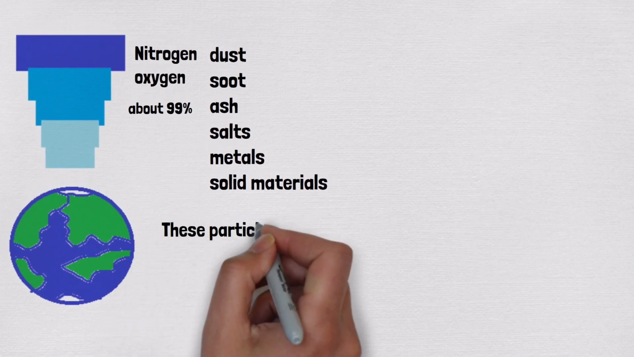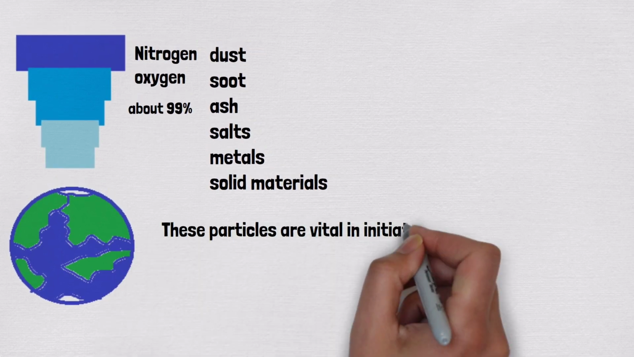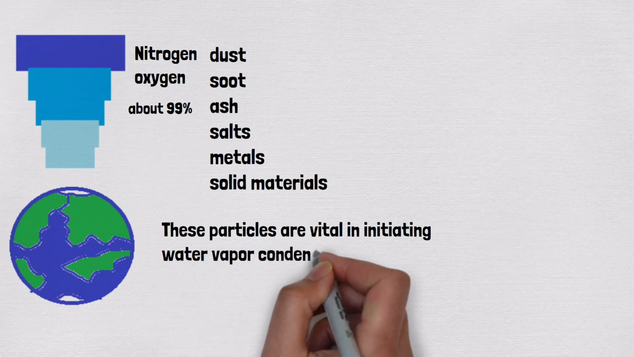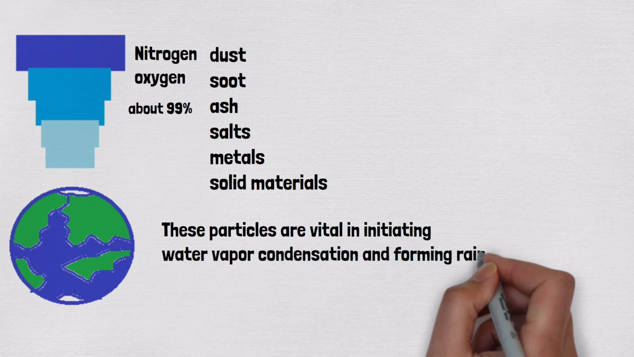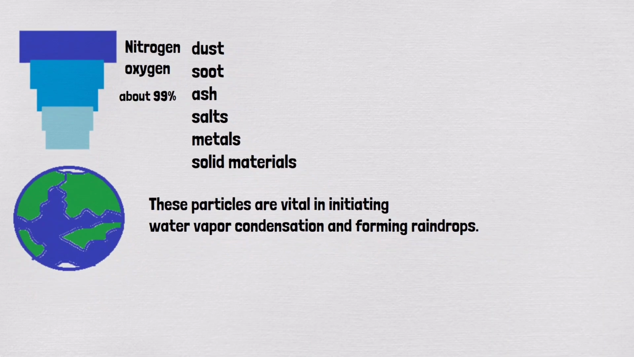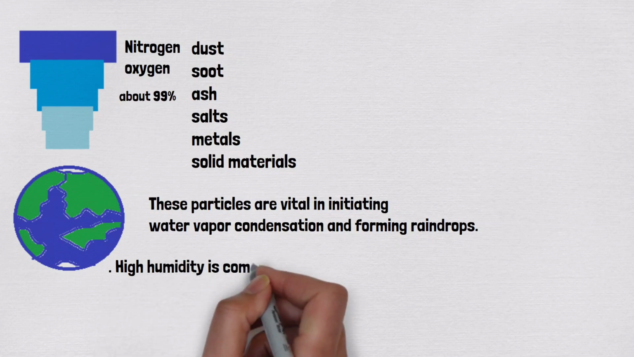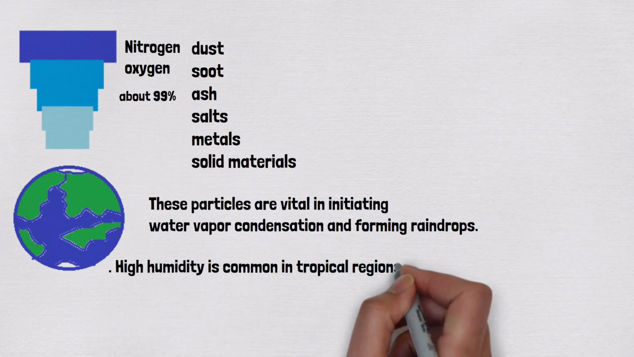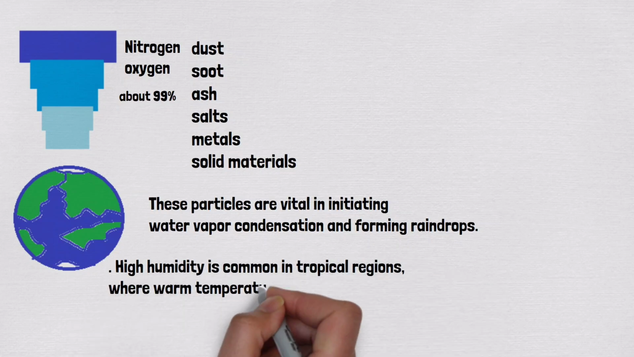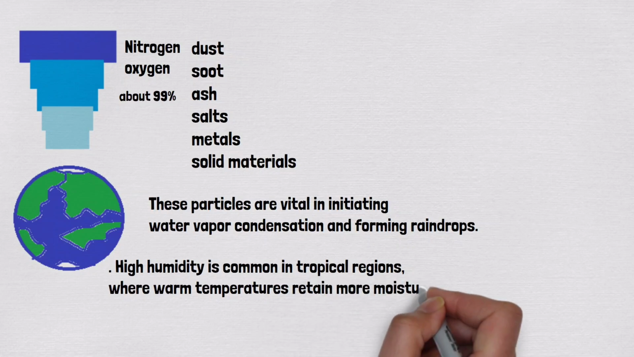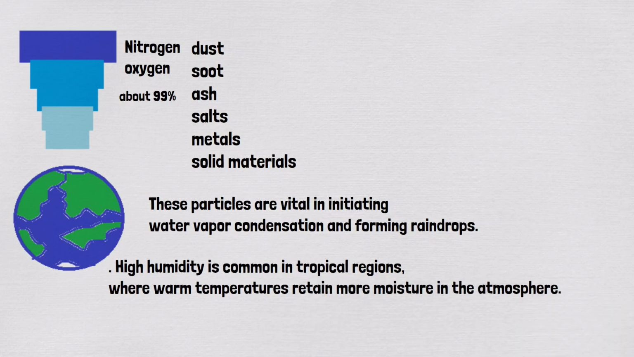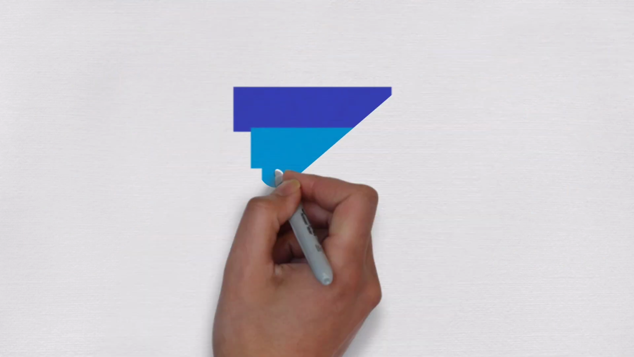These particles are vital in initiating water vapor condensation and forming raindrops. When humidity is high, the air feels heavy, while dry air feels more comfortable. High humidity is common in tropical regions, where warm temperatures retain more moisture in the atmosphere. What are the layers of Earth's atmosphere?